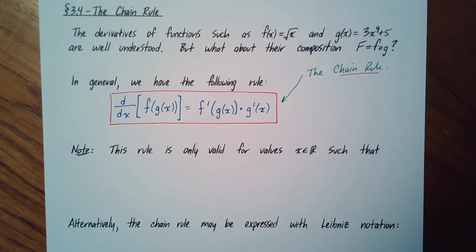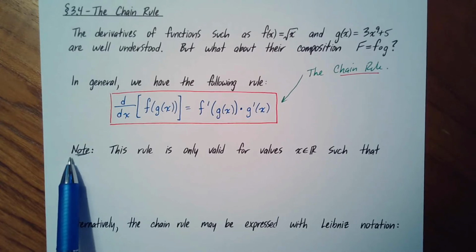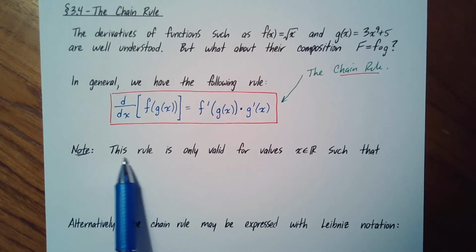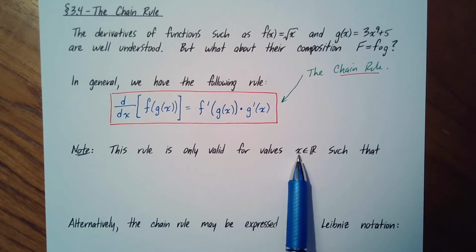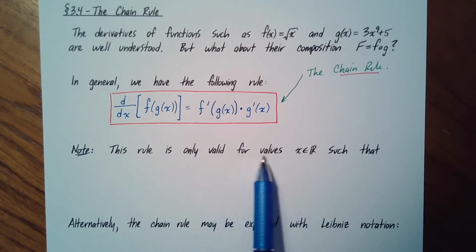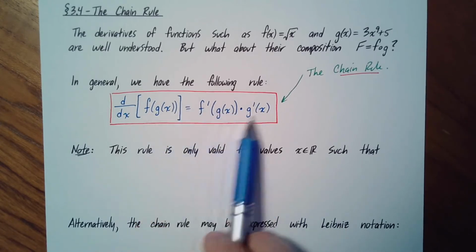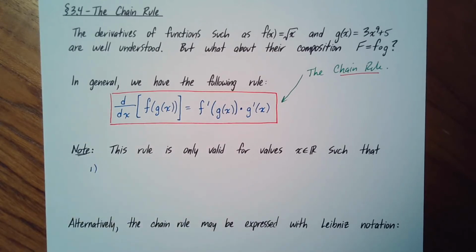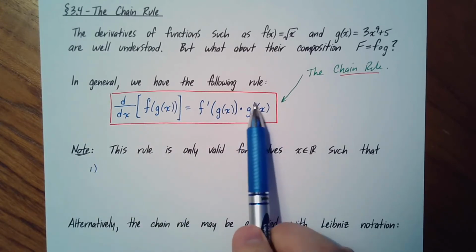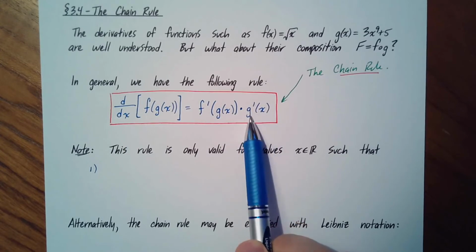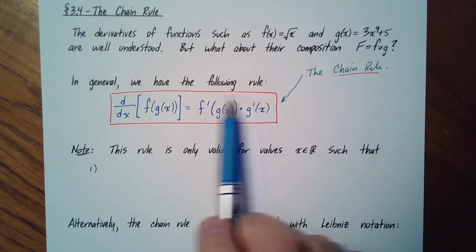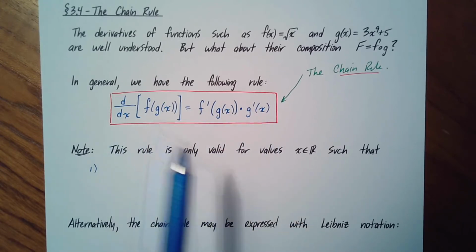And this rule comes with a couple of requirements. I've started a note here that we're going to finish off momentarily, and it says this rule is only valid for real numbers x such that the following two conditions hold. And really you can recover these conditions just by looking at the right-hand side of this formula. So the first condition is, looking over here, you can see that g prime of x appears in the expression. We've written down g prime of x as part of the formula for computing the derivative of this composition.